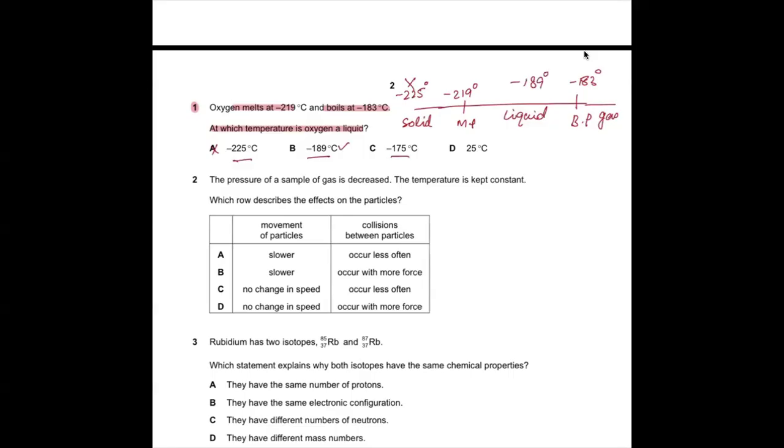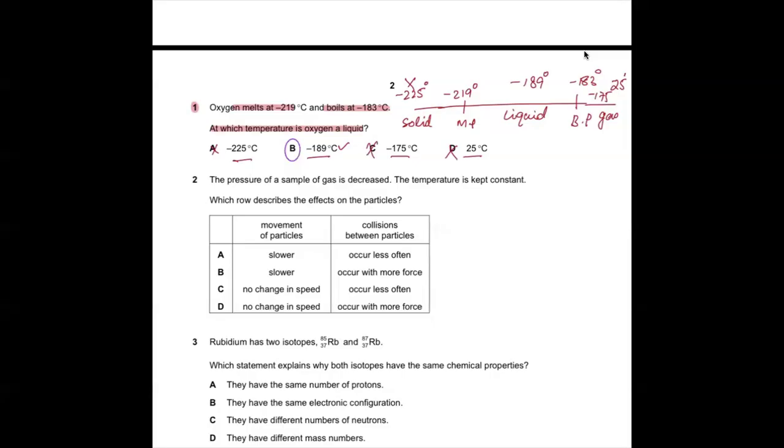Minus 189 lies between them, so it seems correct. Minus 175 and minus 25, minus 75 and 25 degrees, are both above the boiling point. So C and D both go wrong. We are left with only option B, so B is the correct answer. Is this clear to all of you?